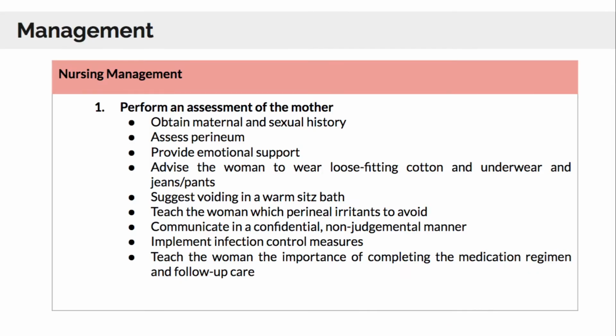Nursing management of the mother includes performing an assessment of the mother by first obtaining maternal and sexual history, assessing the perineum, providing perineal care for the acutely ill, hospitalized woman, providing emotional support, advising the woman to wear loose-fitting cotton underwear as well as jeans or pants, suggesting voiding in a warm sitz bath, teaching the woman which perineal irritants to avoid, communicating in a confidential, non-judgmental manner, implementing infection control measures, as well as teaching the woman the importance of completing the medication regimen and follow-up care.